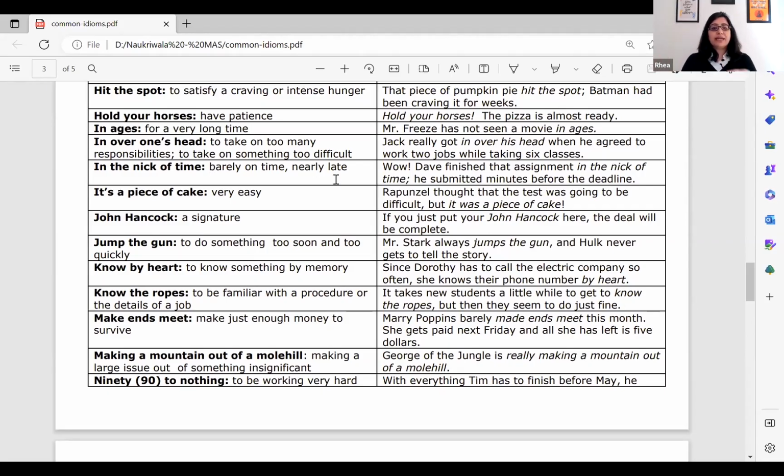In the nick of time. Nick of time means nearly late. Okay, like just on time. If it would have been 1 minute later, means he is late. Just on time. That's nick of time. It's a piece of cake. Piece of cake means easy.